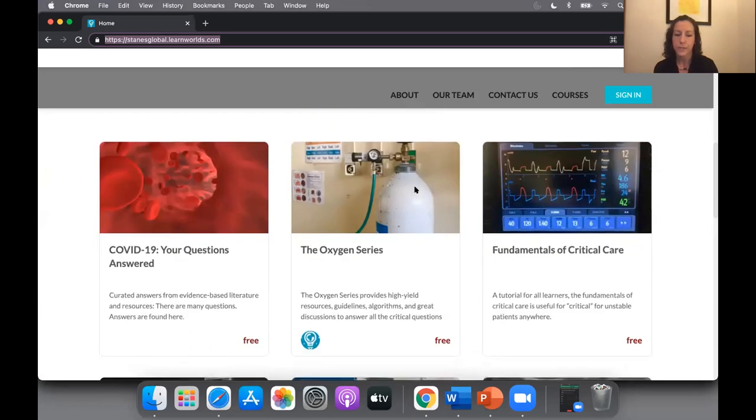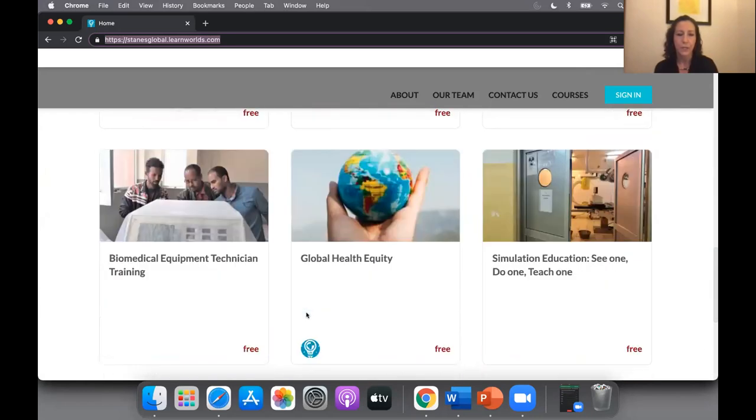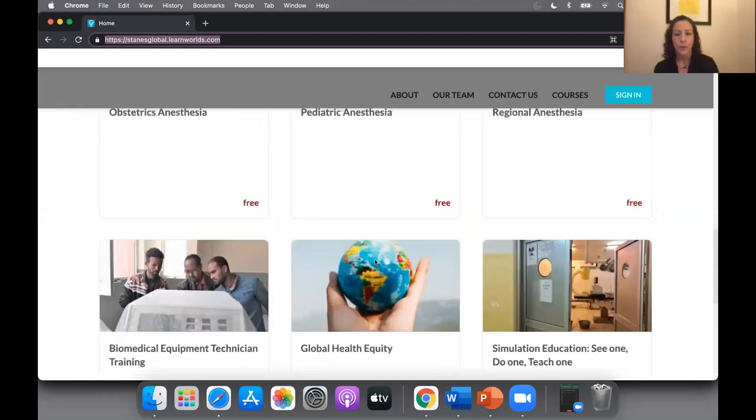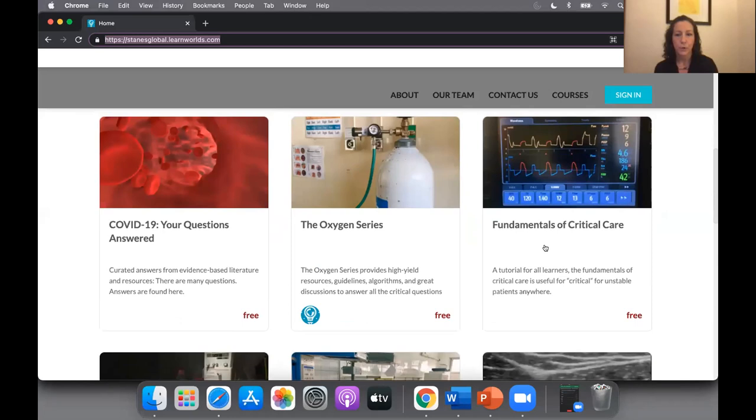There's a COVID-19 course. There's an oxygen series course, which we've been running since the beginning of the pandemic. You can see over here, there is a fundamentals of critical care course. And then some other courses that are still in development: obstetrics, pediatrics, and regional anesthesia. And we will also eventually form a global health equity course. So today, because we're talking about oxygenation and ventilation, we're going to go into the fundamentals of critical care course.